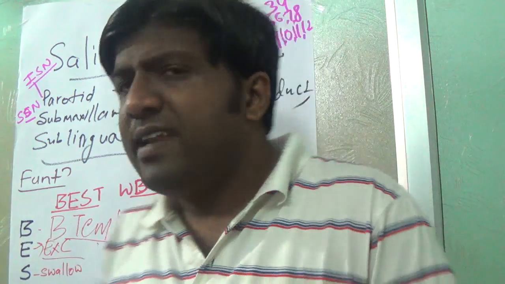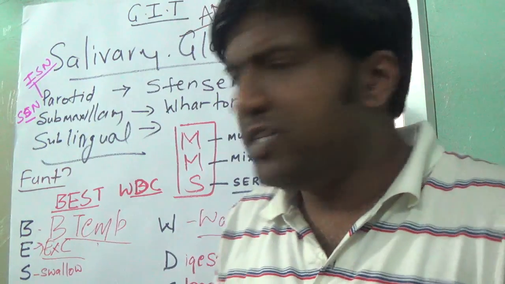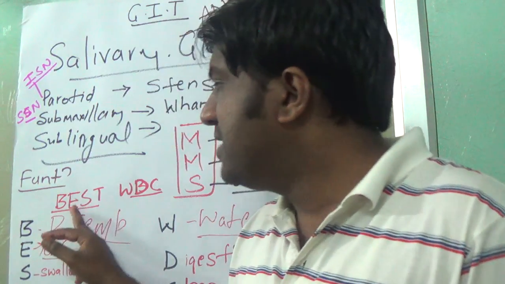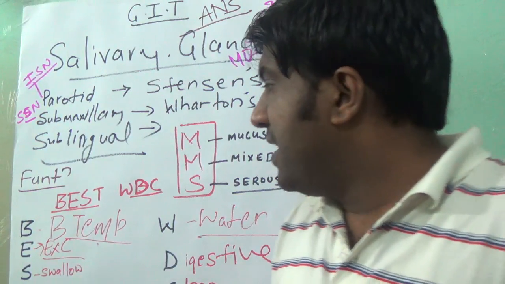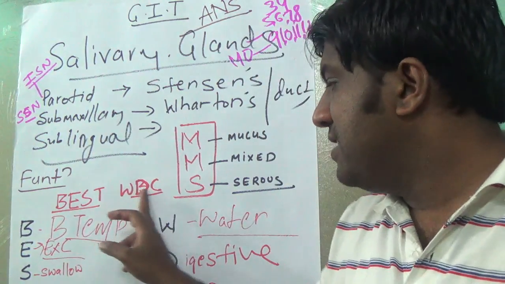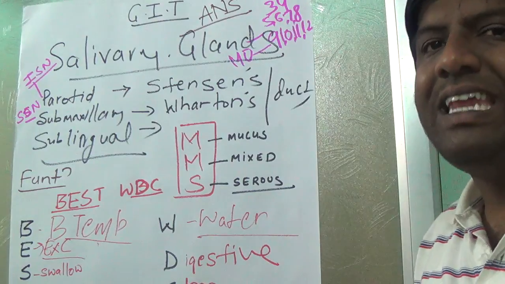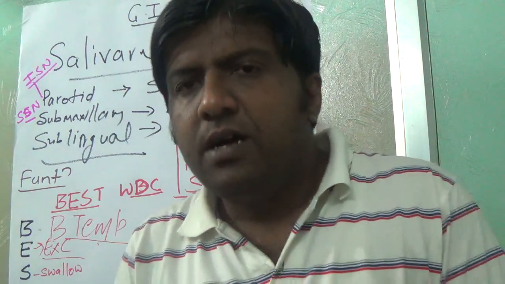Then the functions of the salivary glands: BESTWDC. B stands for body temperature, E stands for excretion, S stands for swallowing, T stands for taste, W stands for water balance, D stands for digestion, C stands for cleaning and protective action. You have to make it more clear.